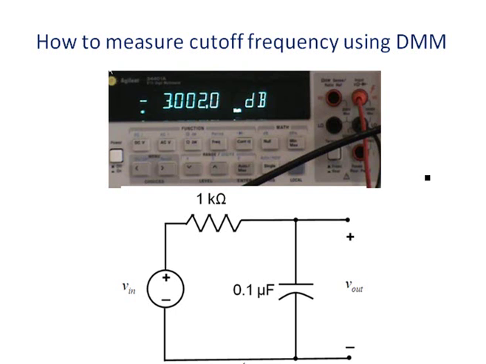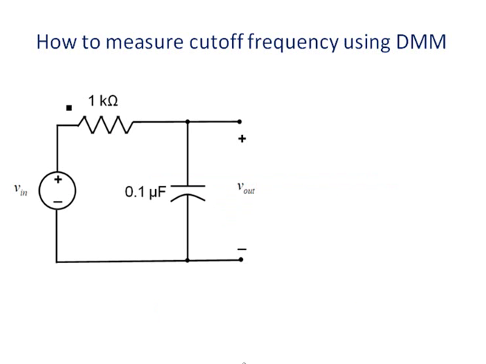In this lab tutorial, I will introduce a technique to measure the cutoff frequency using a digital multimeter. So let's look at this simple RC circuit. Firstly, let's calculate the cutoff frequency theoretically. The output voltage is across the capacitor. So let's look at the S-domain circuit.